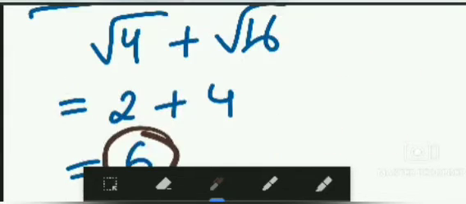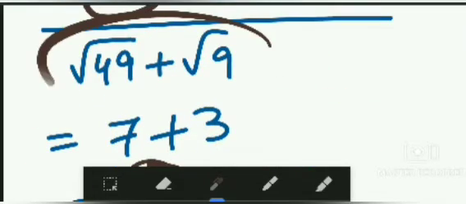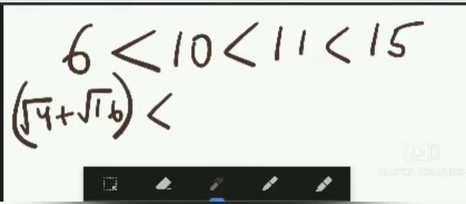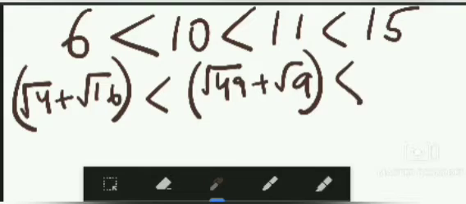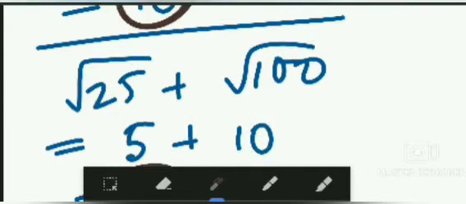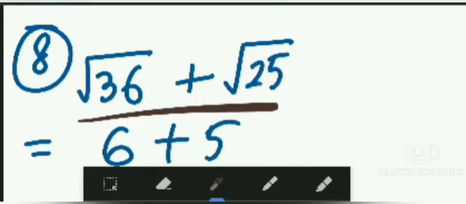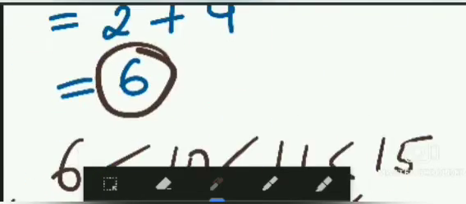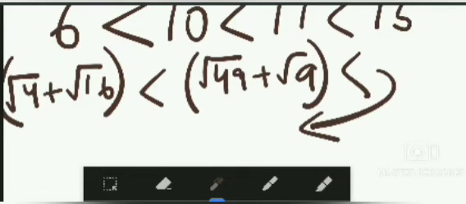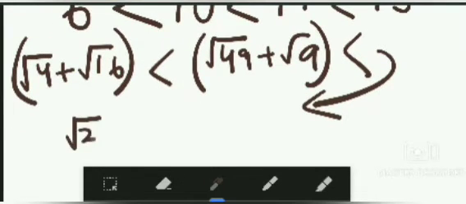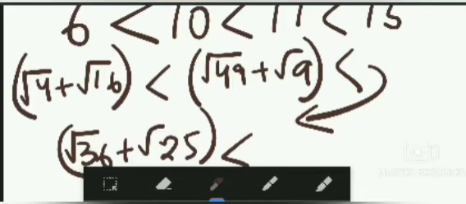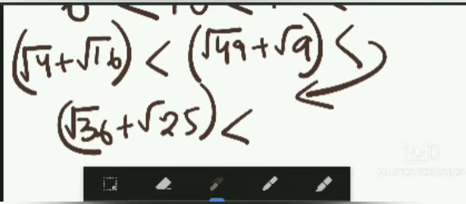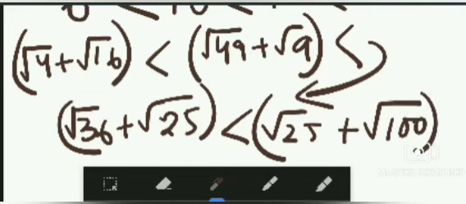Instead of this 10, write down the next number, that is root 49 plus root 9. Then again, instead of this 11, write down the first, that is root 36 plus root 25. I am writing in this position because the position is very small. And then write down less than, and the last number, that is root 25 plus root 100, that is remaining here. So write down within bracket root 25 plus root 100.